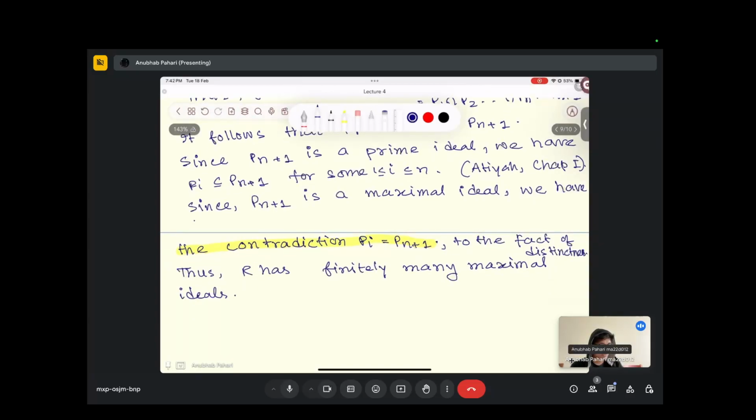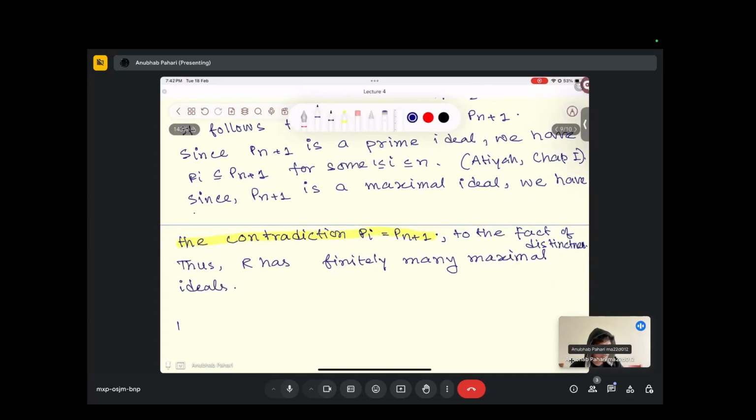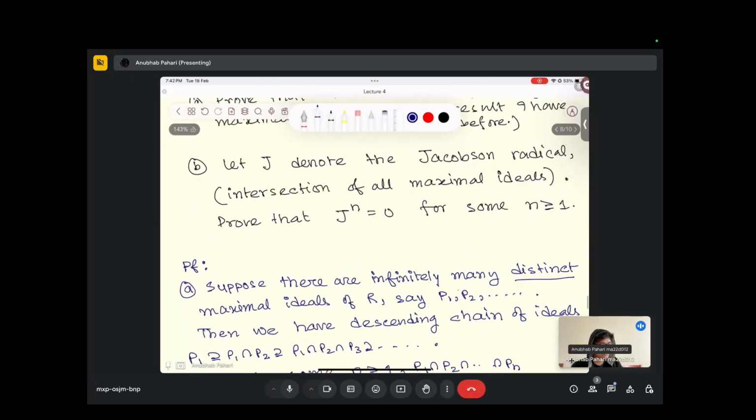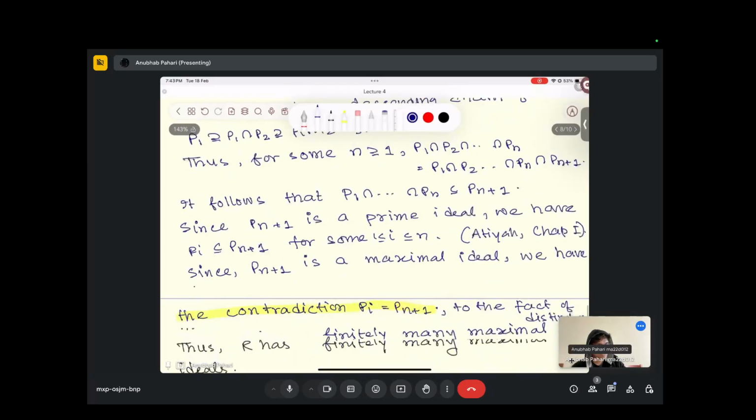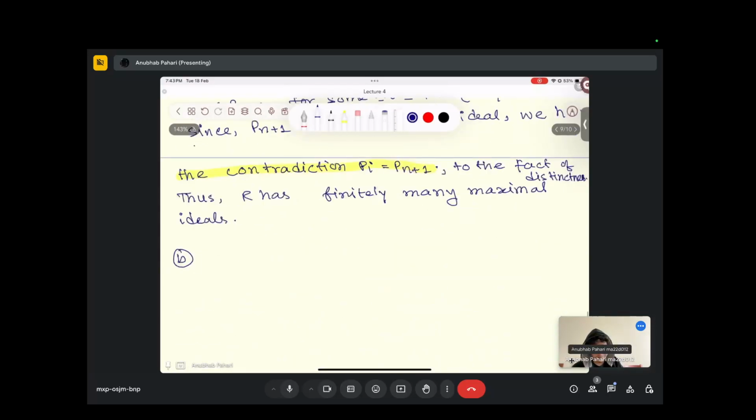Okay, so let's go to the second one, which is: let J denote the Jacobson radical, the intersection of all maximal ideals, and prove that J^n should be 0 for some n greater than or equal to 1.